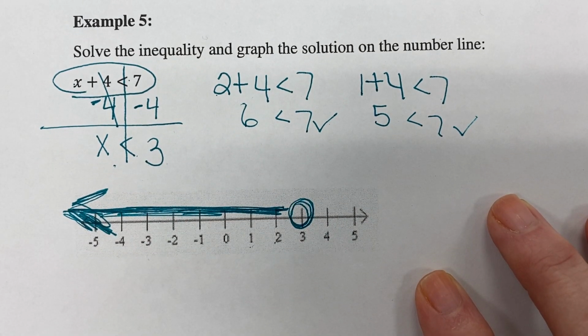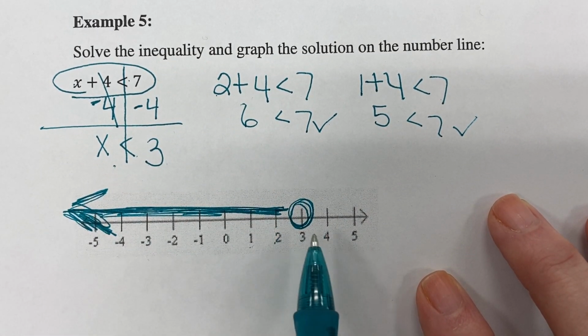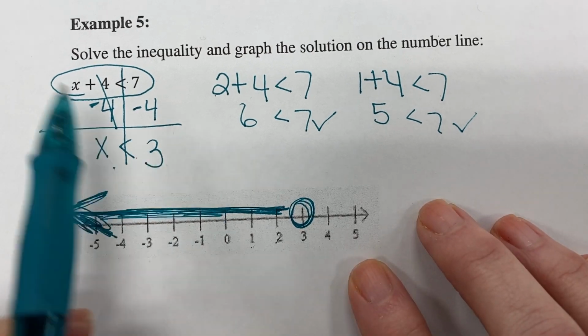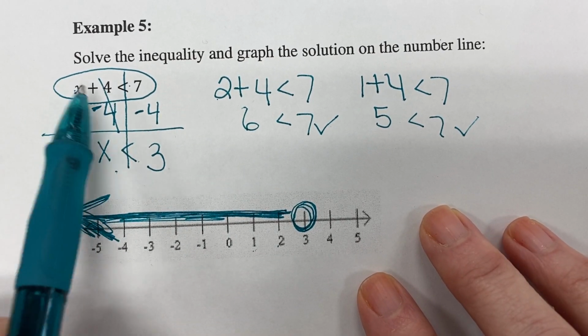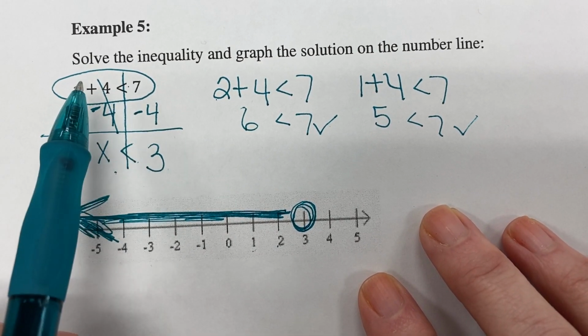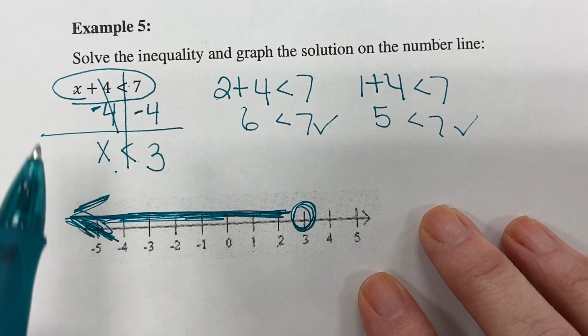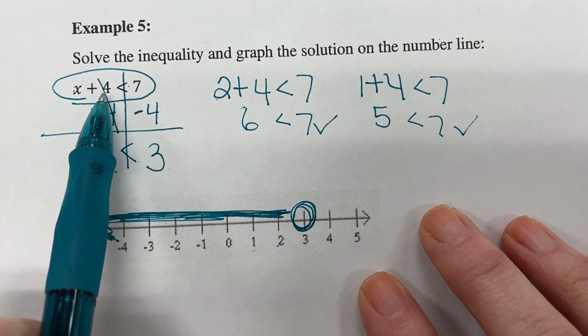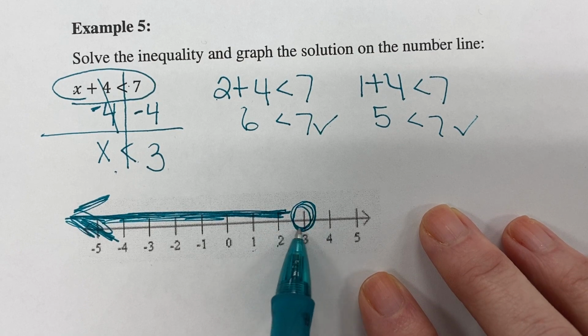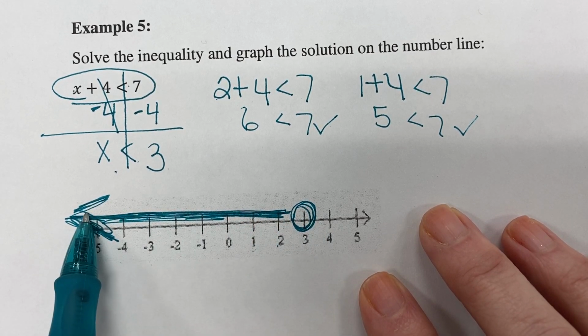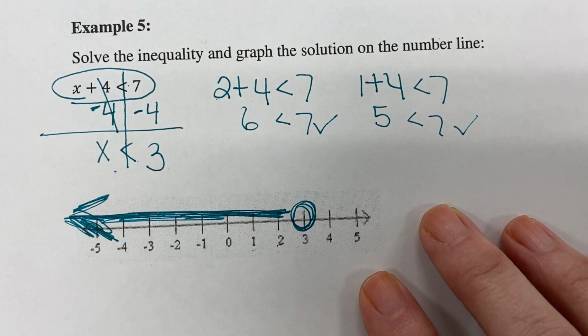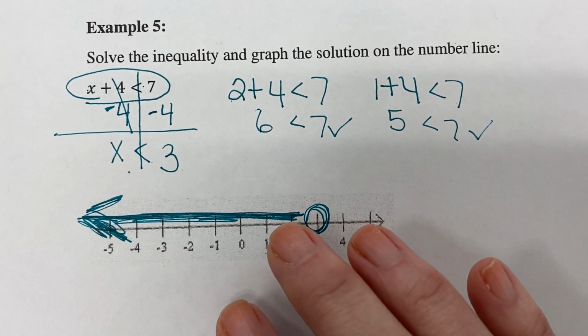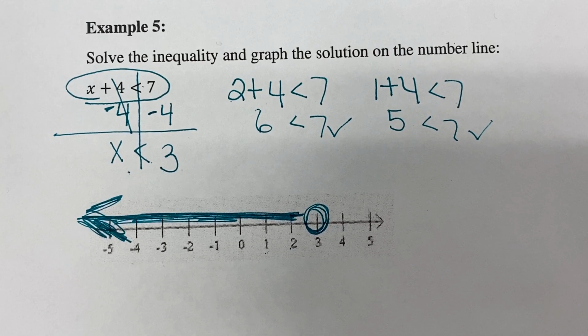Yeah. So anything. Now, the reason I can't pick 3, check it out. If I would put a 3 in here, 3 plus 4 is 7. 7 is not less than 7. They're equal, but they're not less. So that's why I do not include the 3 in my picture. Not 3, but anything less is going to make that inequality true. Okay, so lots coming at you here. Some language, open dots, closed dots, shading, more language.